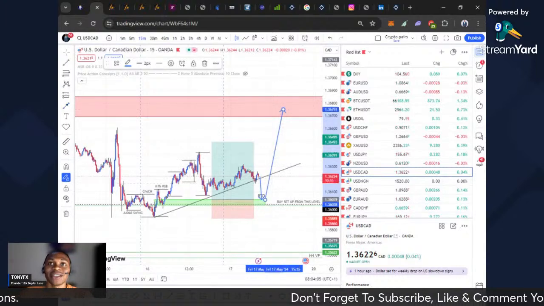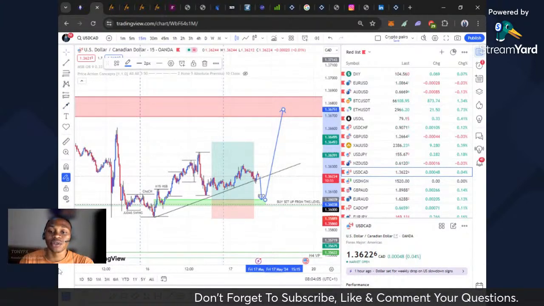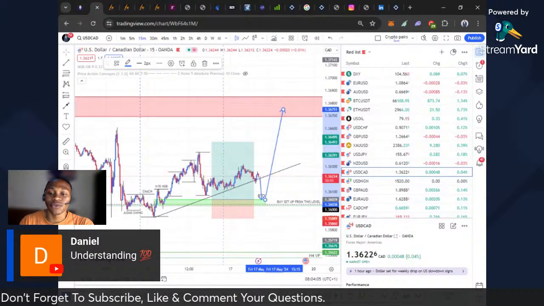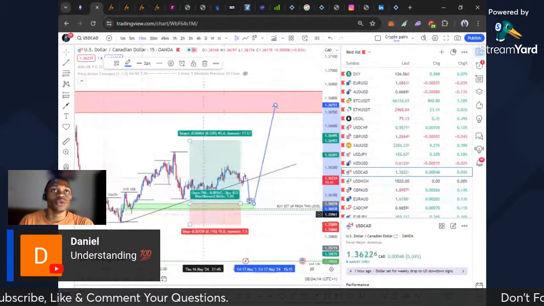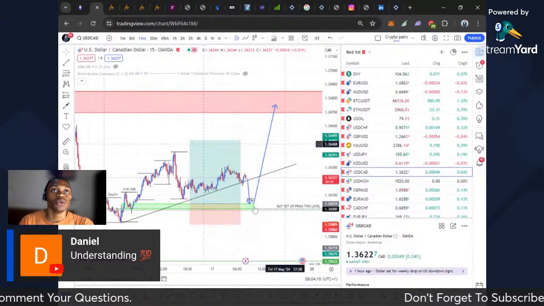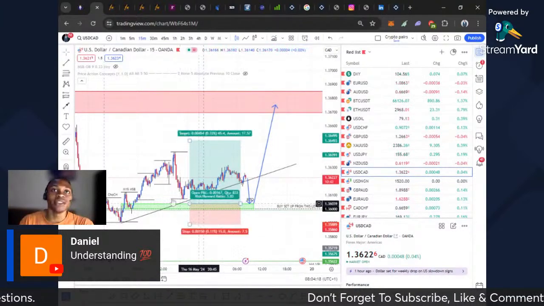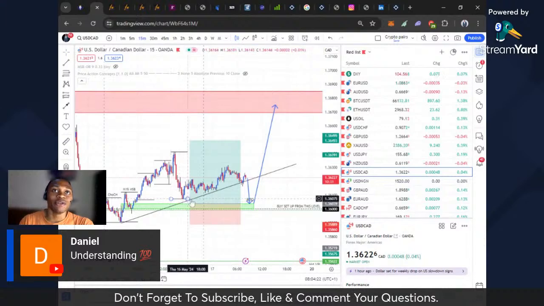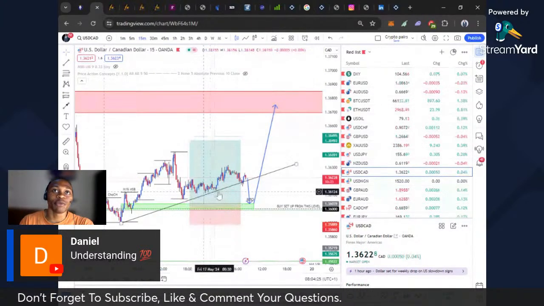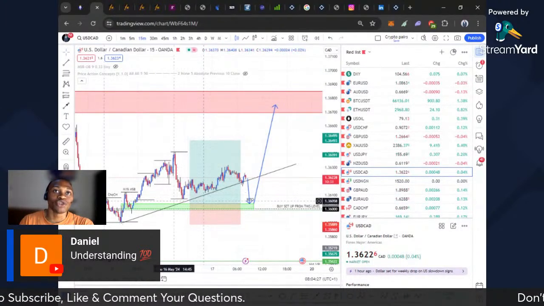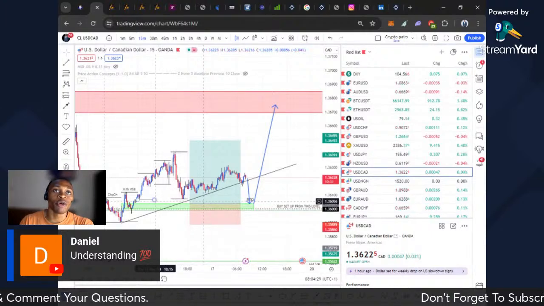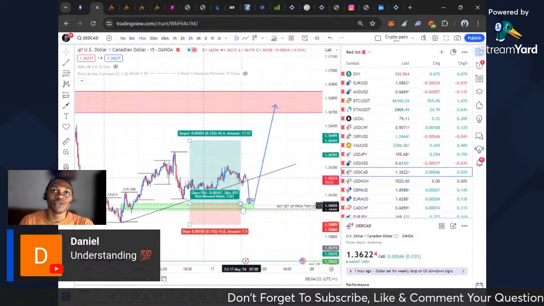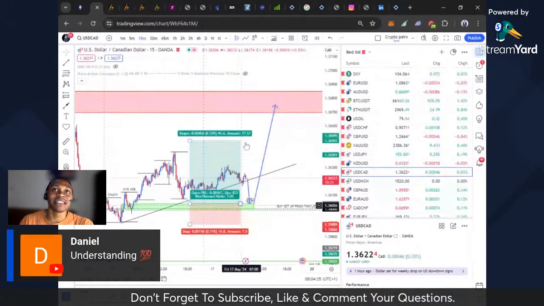Daniel says he's understanding it. Fantastic. So no question so far for USD CAD. It needs to grab its liquidity, and it's going to stop hunt those who bought from this trend line. Some people bought on this trend line and put their stop loss below here, so it will stop hunt them as well. I'm expecting it to come back to this liquidity, grab it, and then start pushing to the upside.